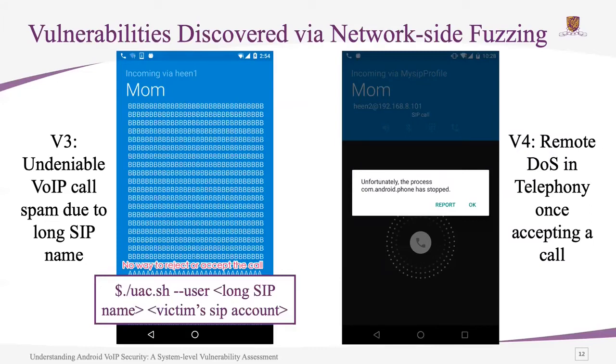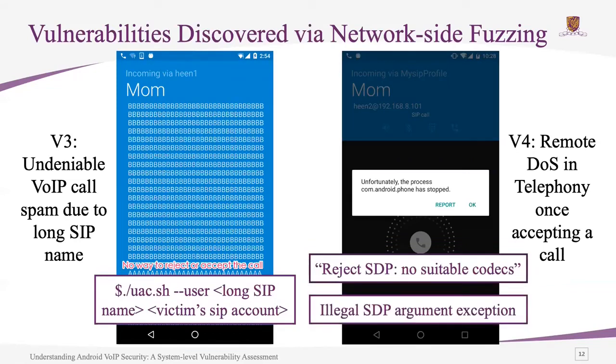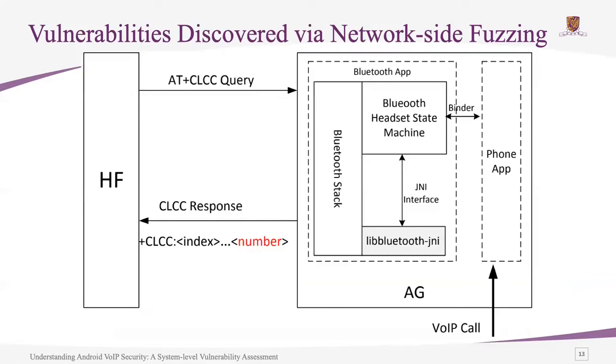In the fourth vulnerability, the attacker can crash the remote VoIP application just after the user accepts a VoIP call. And the problem here is because the SDP protocol didn't have suitable codecs or had some argument exceptions. Besides the direct VoIP remote vulnerabilities, we also identified 2 vulnerabilities that could be launched from a nearby Bluetooth device.